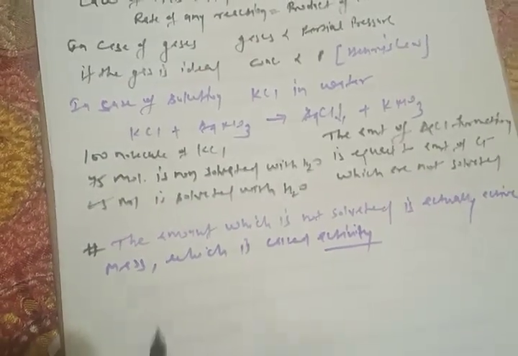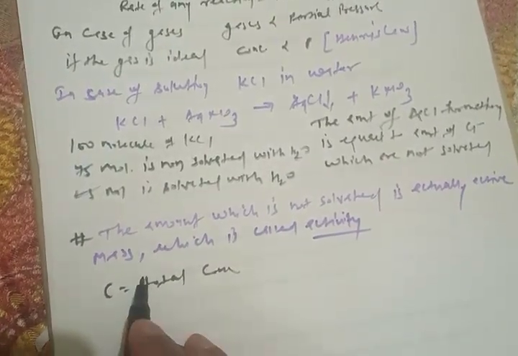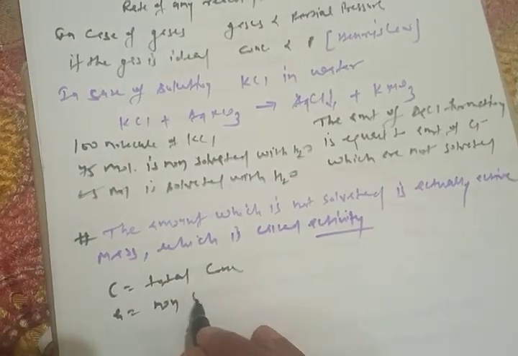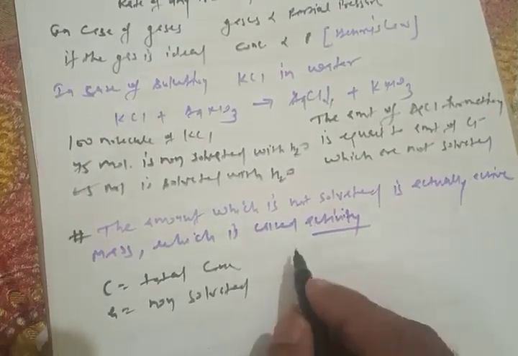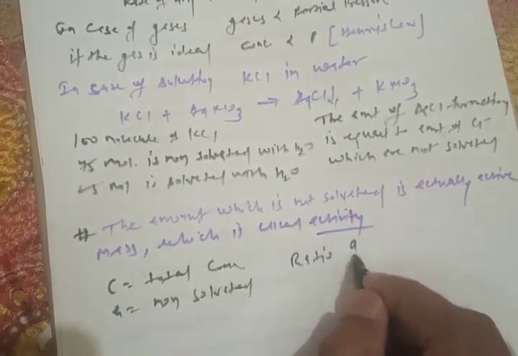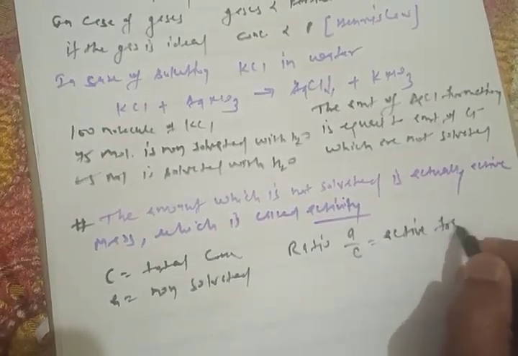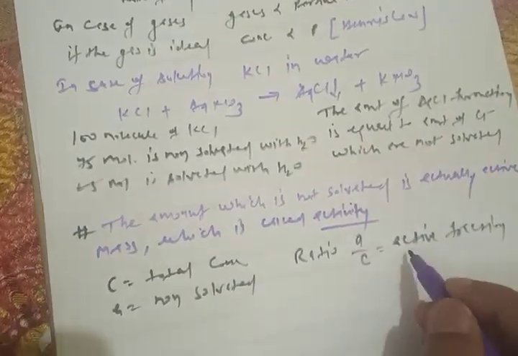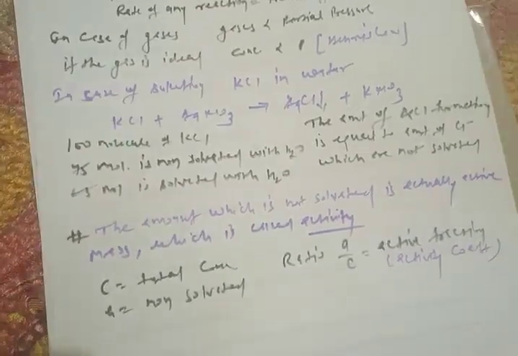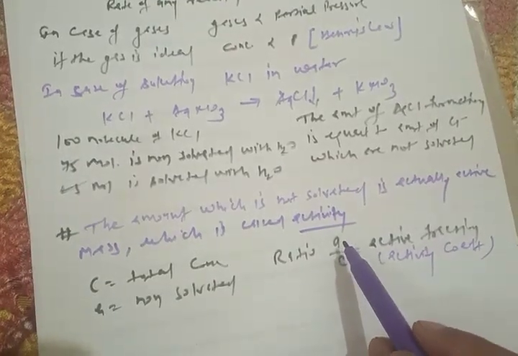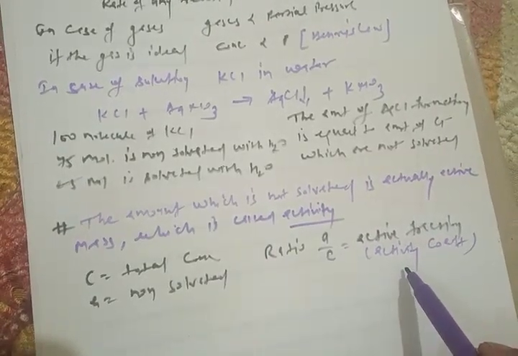So what we can say is that if C is the total concentration and A is the non-solvated amount, then the ratio of A and C is called the active fraction, or this is also called the activity coefficient. The ratio of A and C, that means the non-solvated amount with the total concentration, is your activity coefficient.